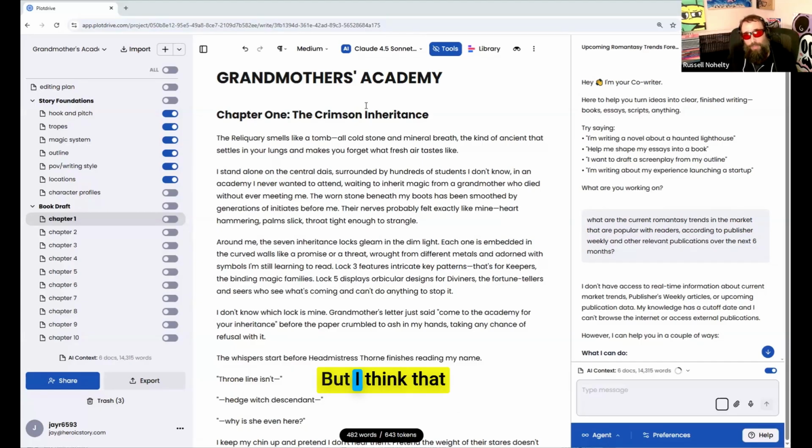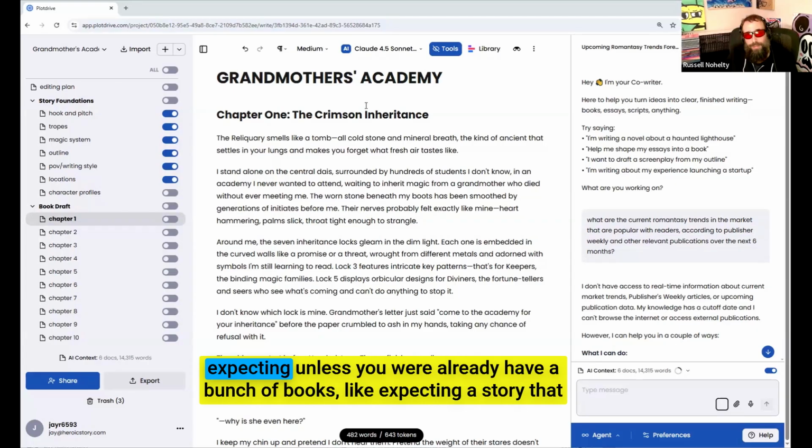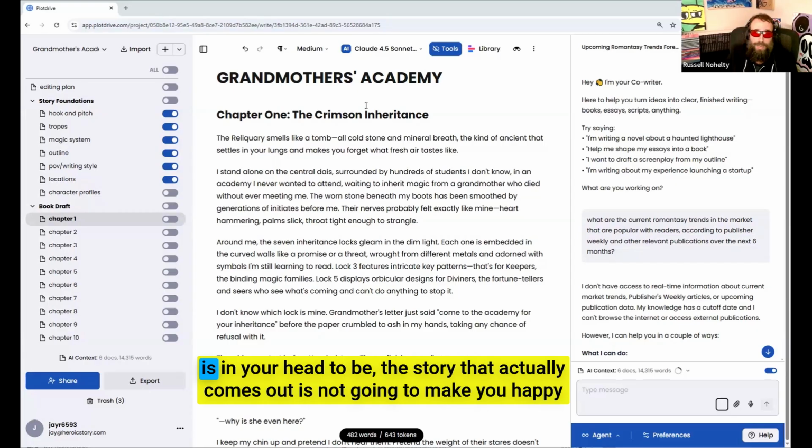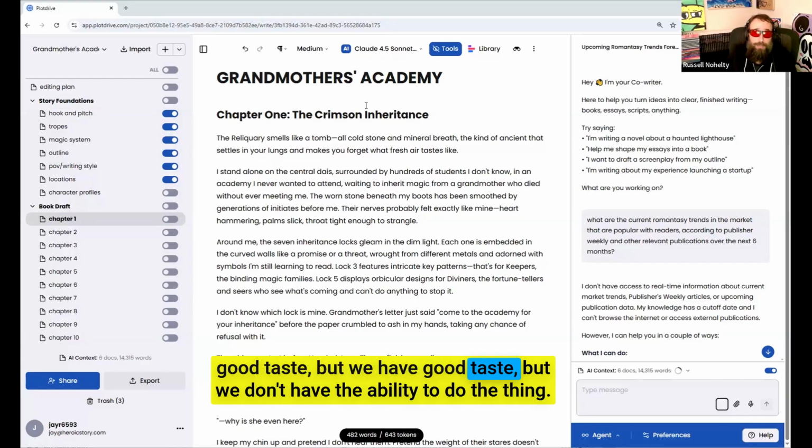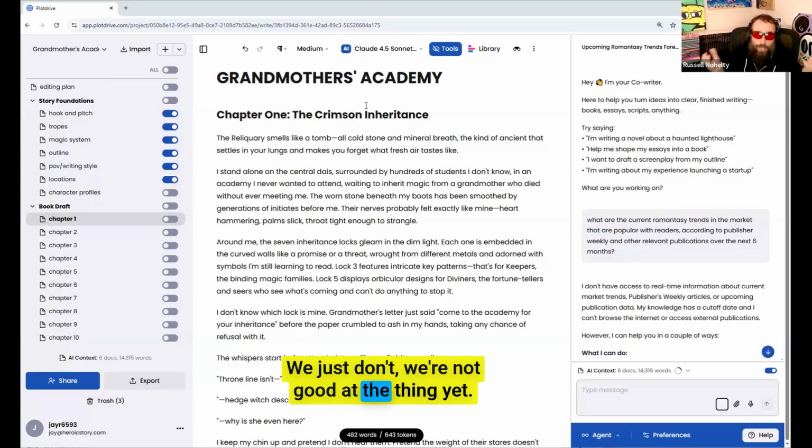But I think that unless you already have a bunch of books, expecting a story that is in your head to be the story that actually comes out is not going to make you happy because of the Ira Glass quote, which is when we get started, we think that we have good taste, but we don't have the ability to do the thing. We're not good at the thing yet.